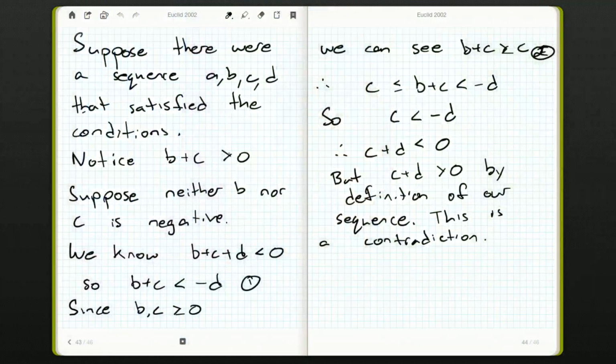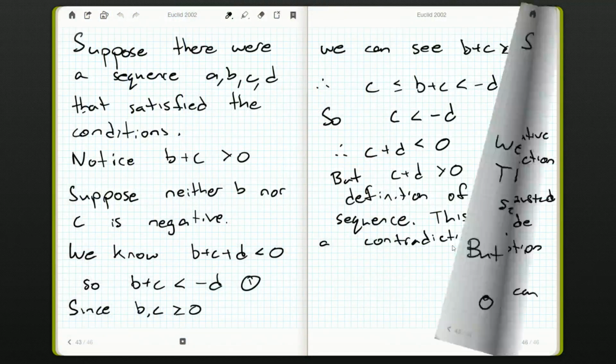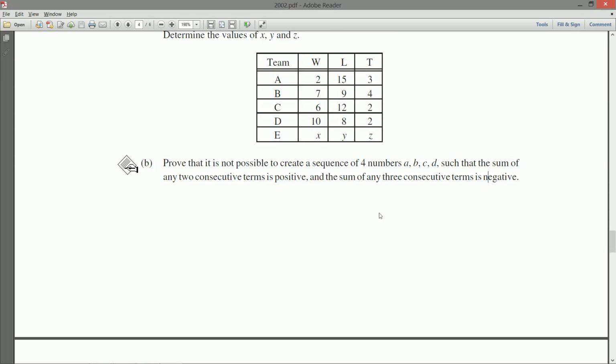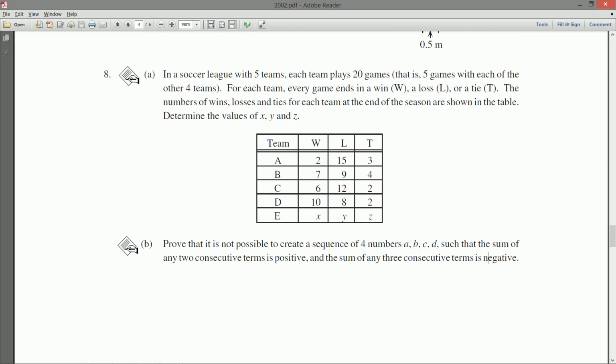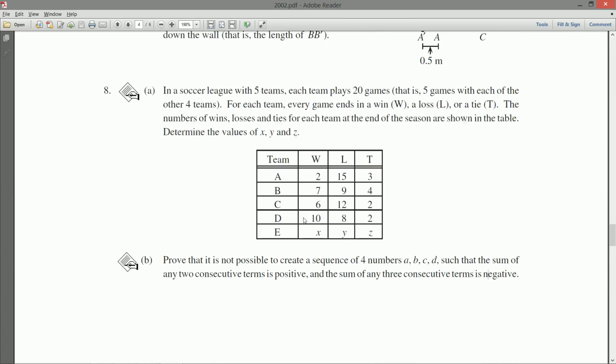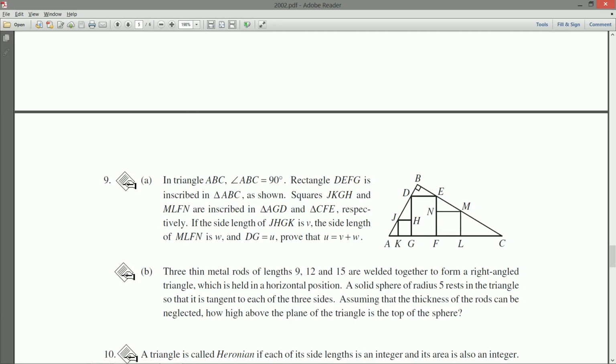So that's how we go through a proof by contradiction, and we had some cases here as well. And ultimately, we came to the conclusion that no such sequence can exist. So that was a nice little B part for question 8. And there isn't a C part. So that does it for question number 8.